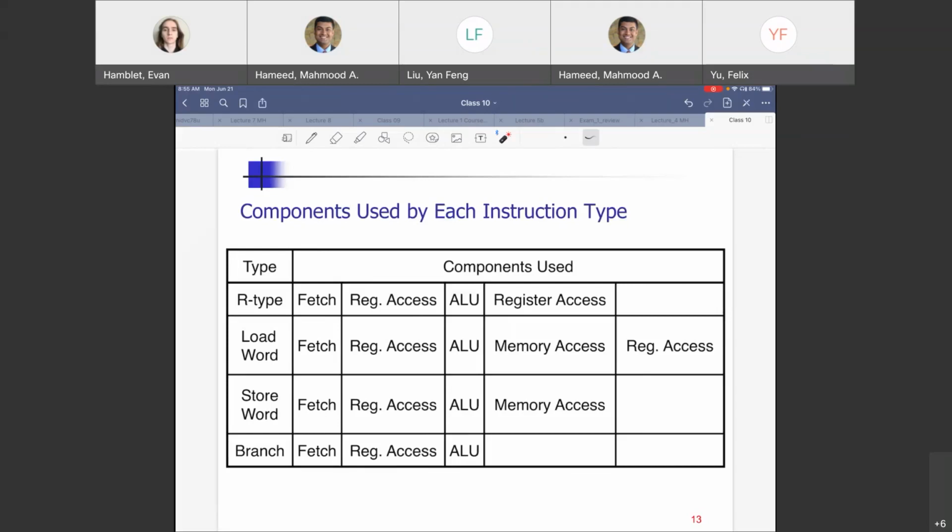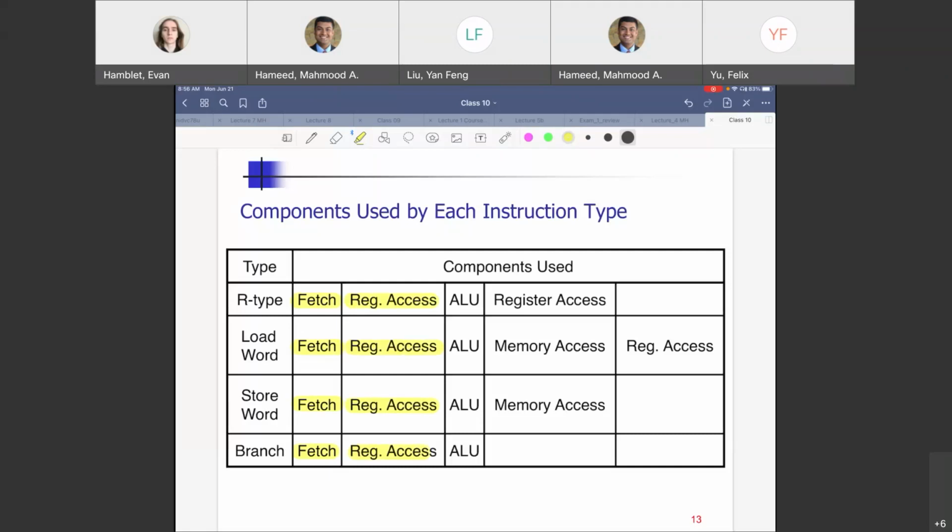So for example, for R-type instructions, what are the components that are used? I need to do an instruction fetch for all the instructions. That stage is there no matter what the instruction is: load word, store word, branch. For all of them, given a program counter, I read the instruction memory. After that, there is going to be a register access. Once you have the 32-bit instruction, you look at the register file for reading.